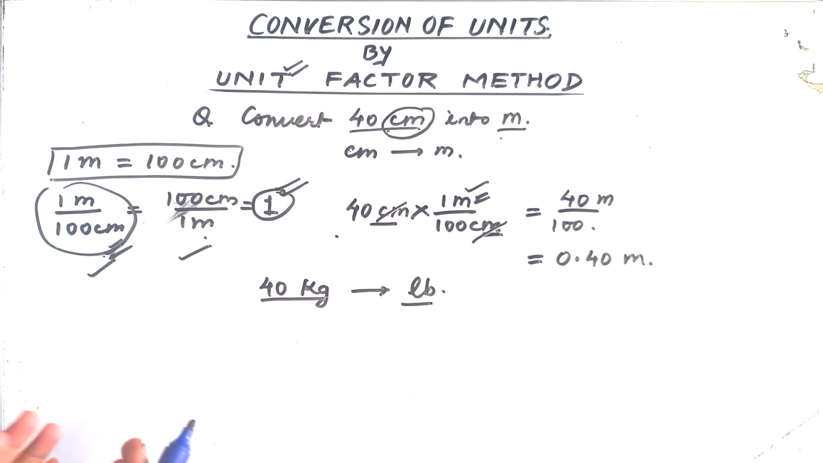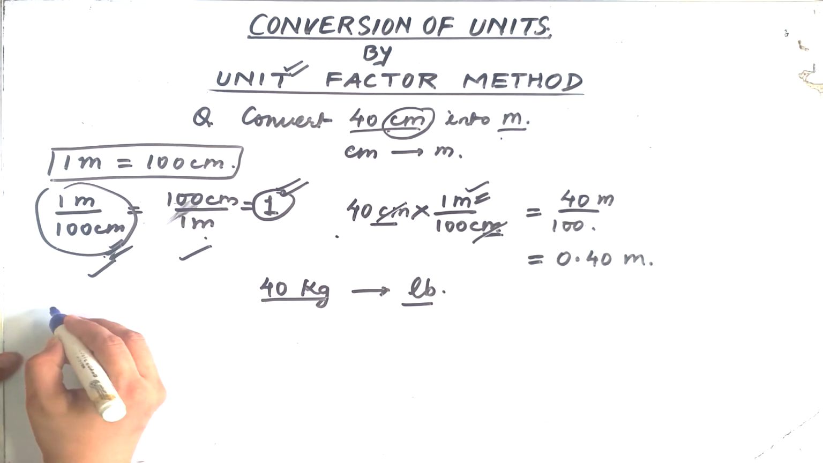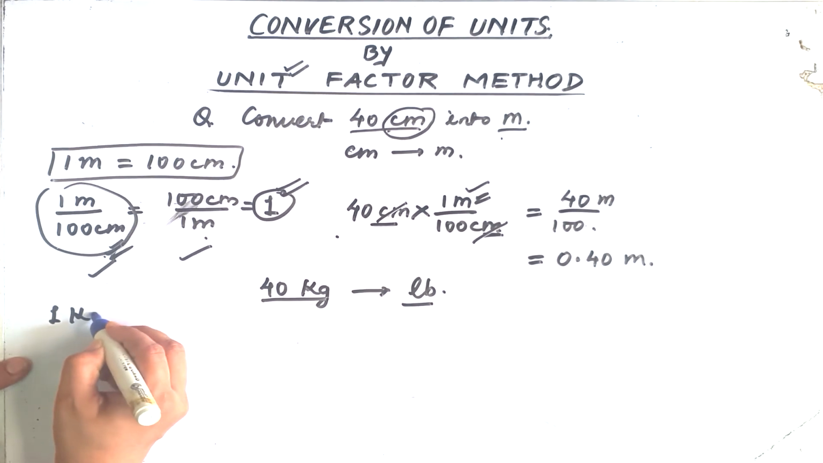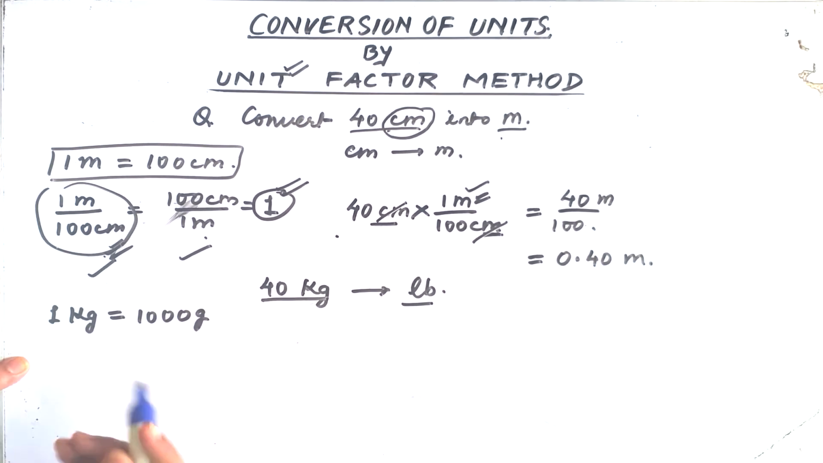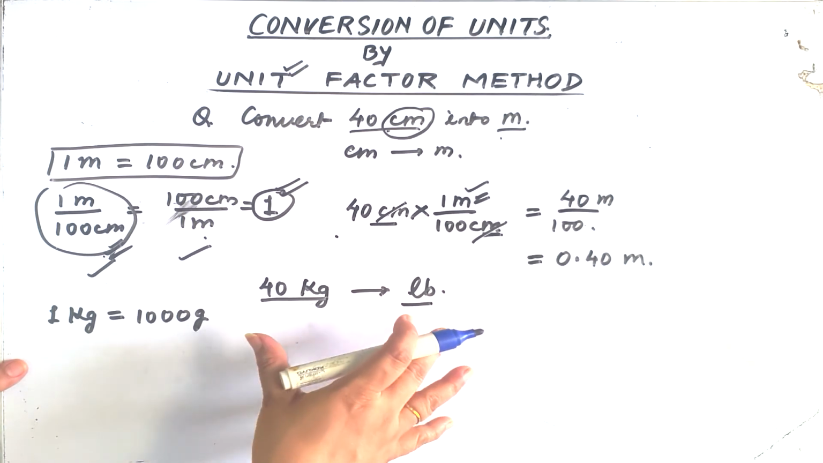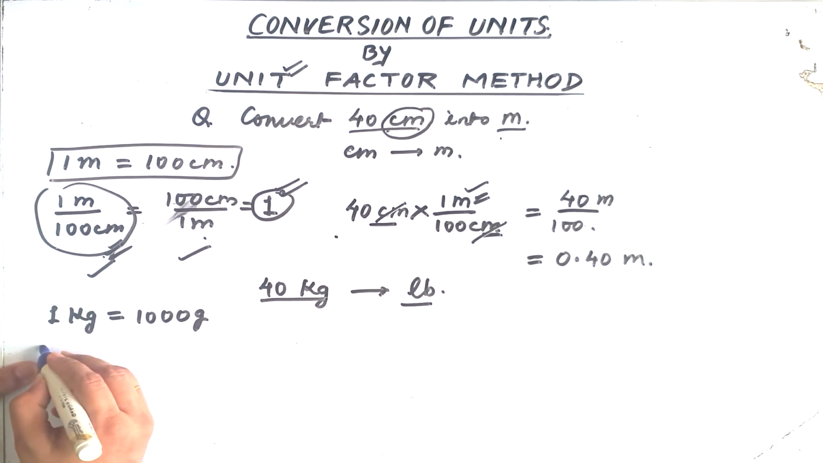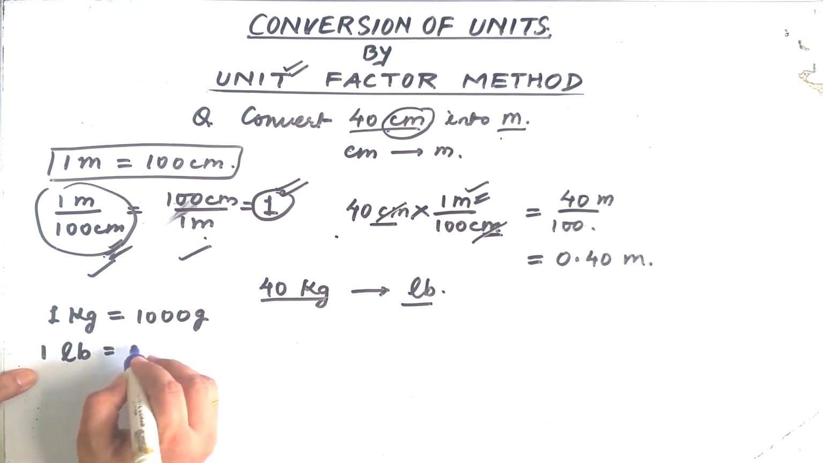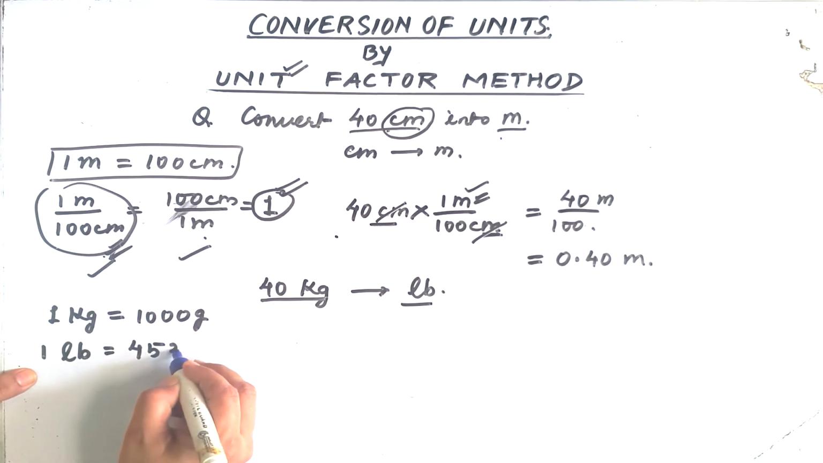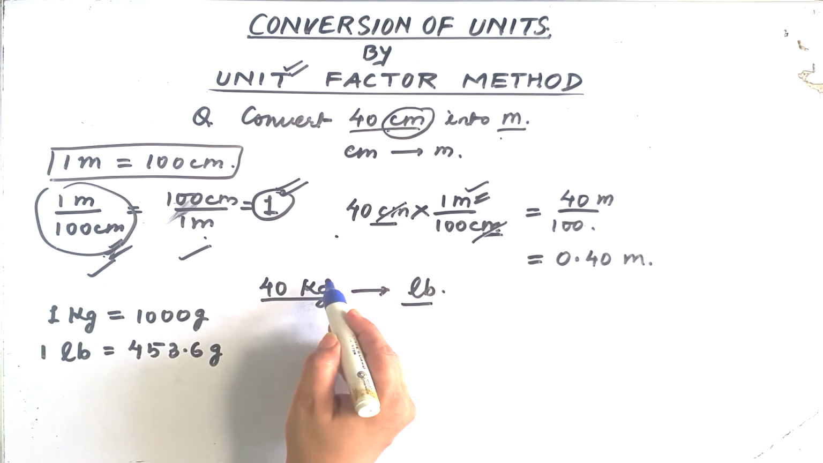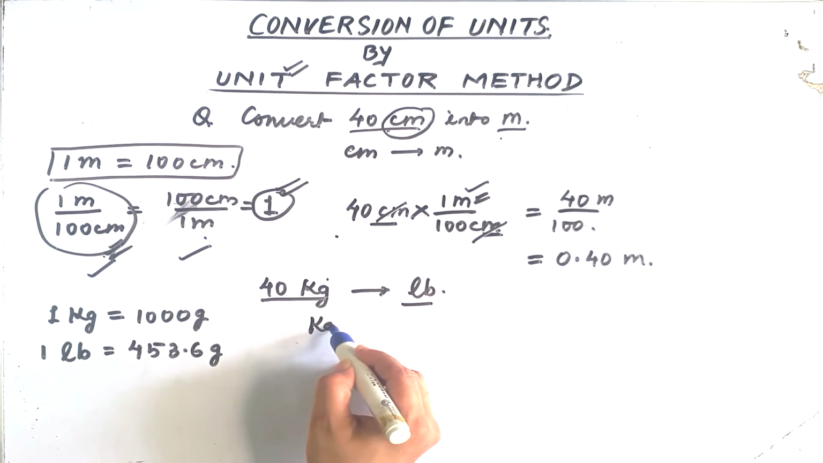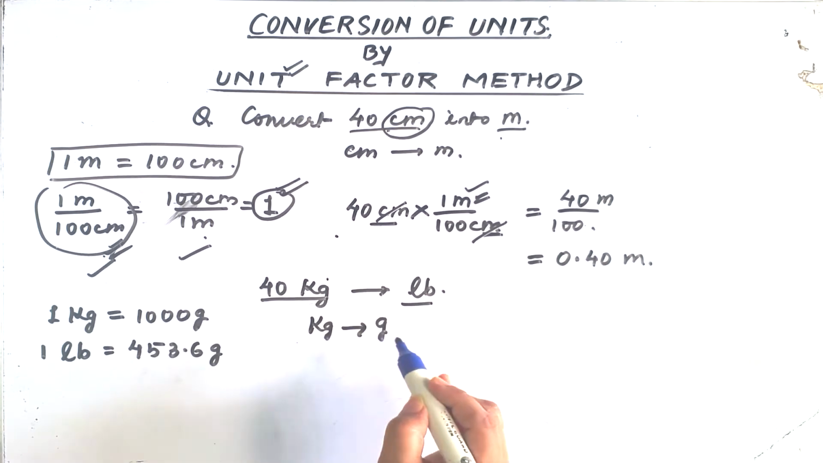If you know the direct relationship, it is fine. If you know the indirect relationship, you can write it. Suppose we know that 1 kg is equal to 1000 gram. I am writing down all the relationships required for this here, and 1 pound equals 453.6 gram.